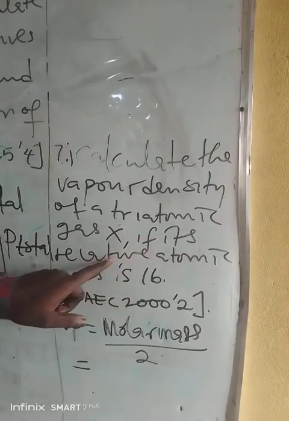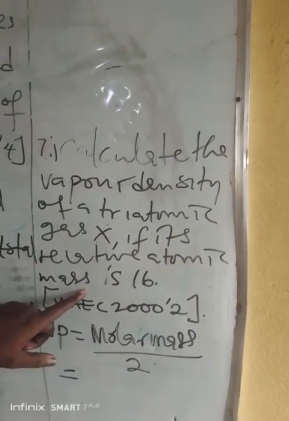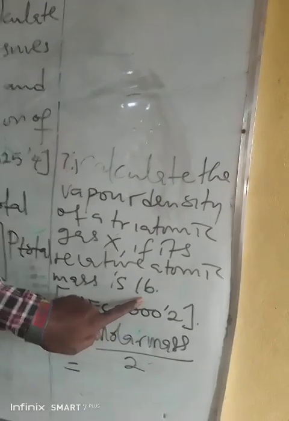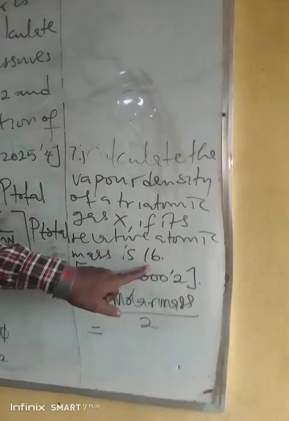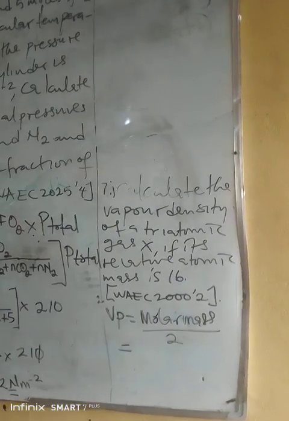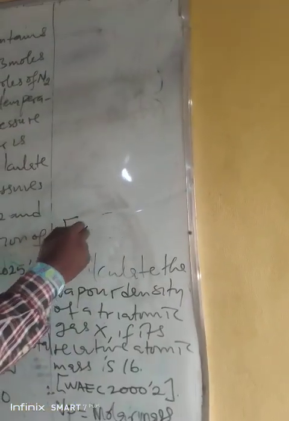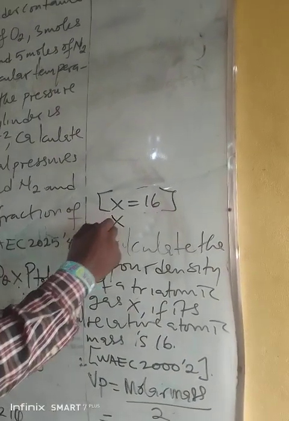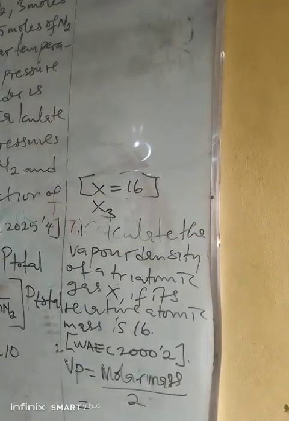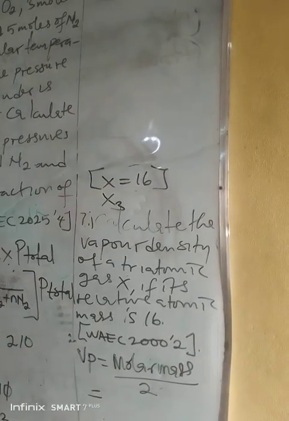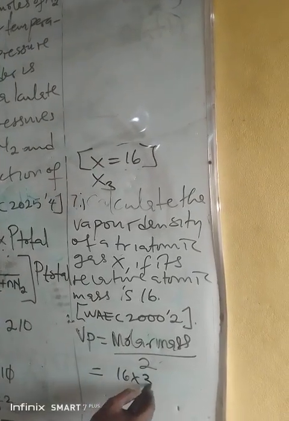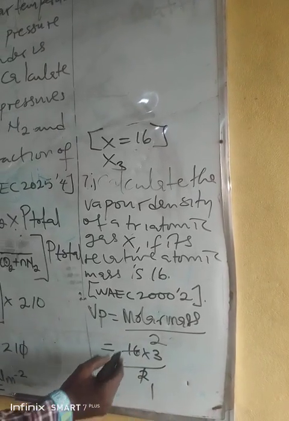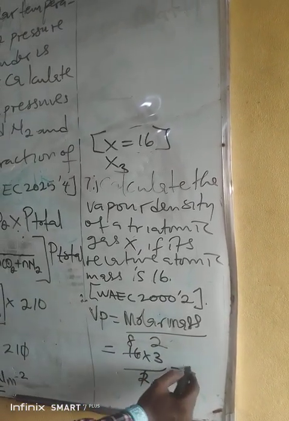They say calculate the vapor density of a triatomic gas X if its relative atomic mass is X equals 16. This is relative atomic mass, not relative molecular mass. And they say the gas is triatomic, X3. So what do we do to get the molar mass? 16 times 3 over 2. So 2 here, 1; 2 here, 8. 8 times 3 is 24. That's all.